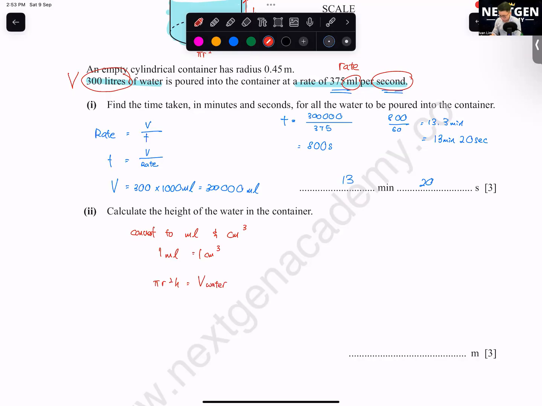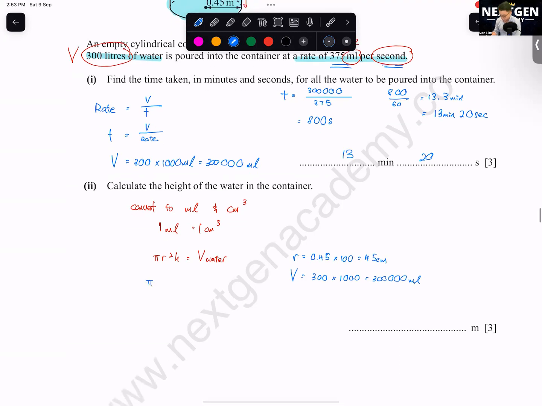So, here also, the radius, I want to convert it to cm first. Okay, you see, this is 0.45 meters, right? I times 100. So here will be 45 cm. My volume will be 300 times 1000. Okay, again, 300,000 ml. So I change it all to cm cube and ml. So I can compare it. So here will be pi r square height equals to 300,000. Okay, so here you end up with cm cube. Here you end up with ml.